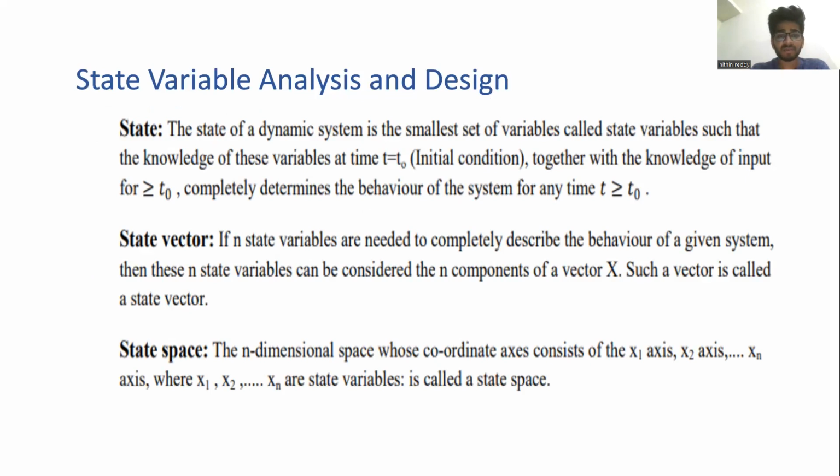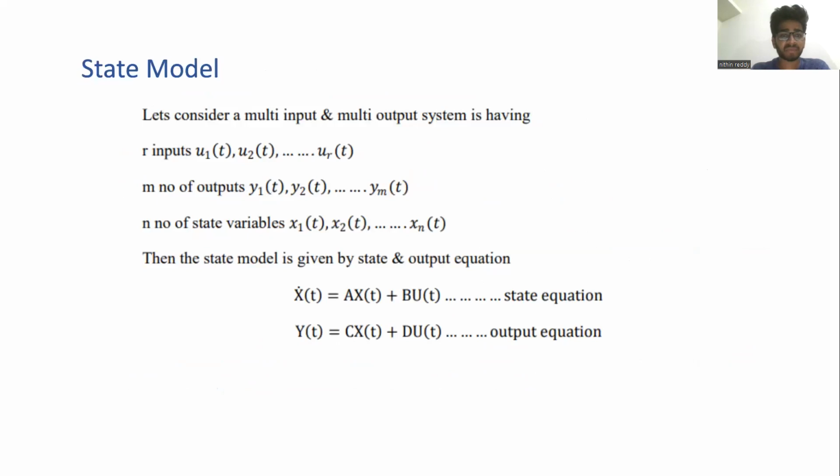If n state variables are needed to completely describe the behavior of a given system, then these n state variables can be considered the n components of a vector x. Such a vector is called a state vector. State space: the n-dimensional space whose coordinate axes consist of the x1 axis, x2 axis, and xn axis, where x1, x2, and xn are state variables, is called a state space.